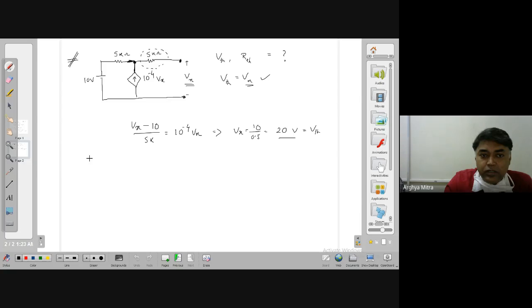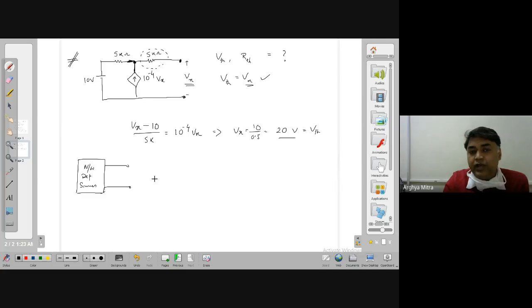So what are those procedures? I believe that you know this, but still a small recap. If I have some network with dependent sources, and this is the terminal across which you need to find out the Thevenin's equivalent circuit or the Norton's equivalent circuit or anything. So I need to find out this. So how to find out the equivalent impedance? RTH, suppose this is a DC network, so RTH or maybe R Norton. There are three procedures.